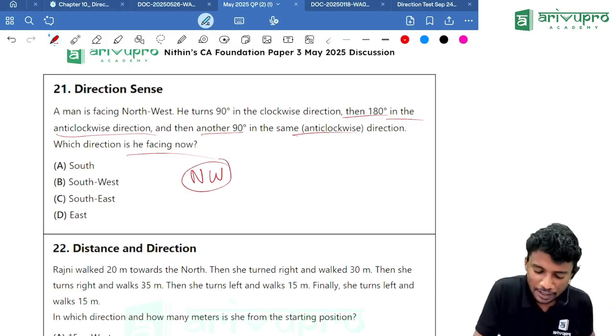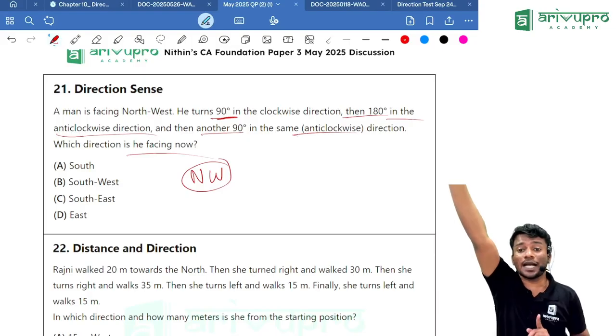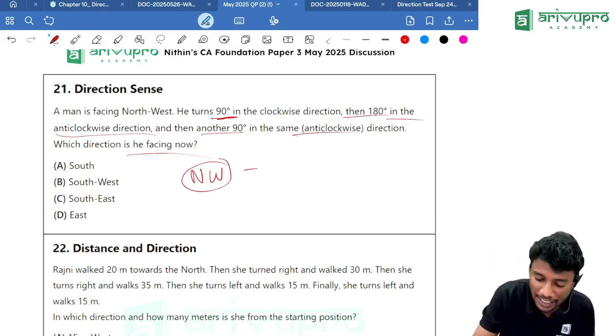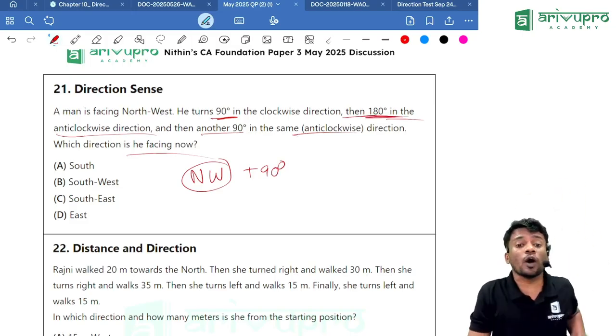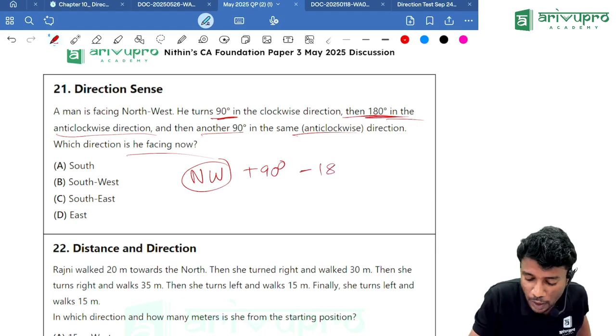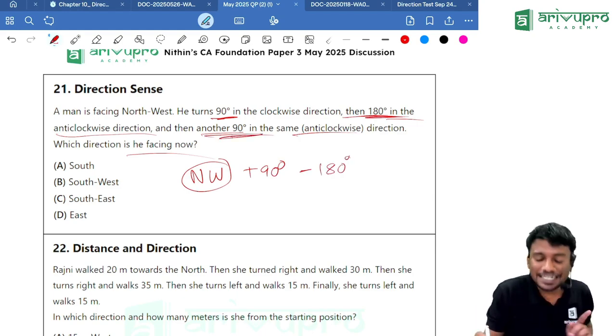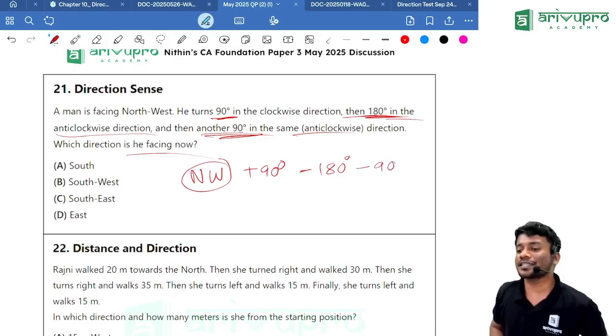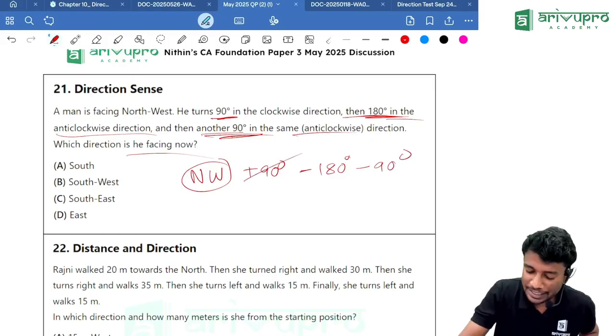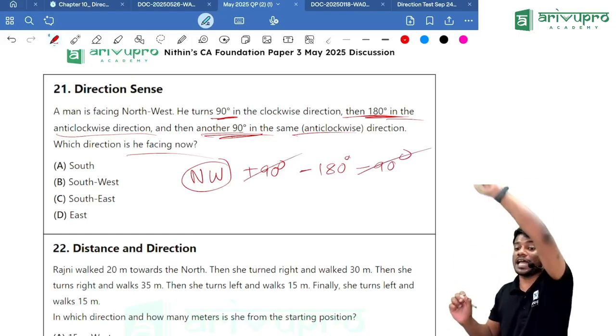Then what is happening? He turns 90 degrees in the clockwise. What do you mean by clockwise? Plus 90. Then 180 degrees in the anti-clockwise. What do you mean by that? Minus 180. Then another 90 degrees in the same, that is anti-clockwise. Minus 90 degrees. So plus 90 degrees and minus 90 degrees cancel off.